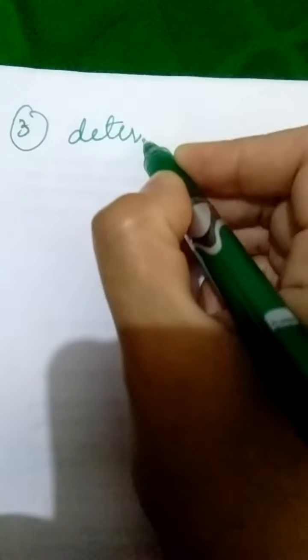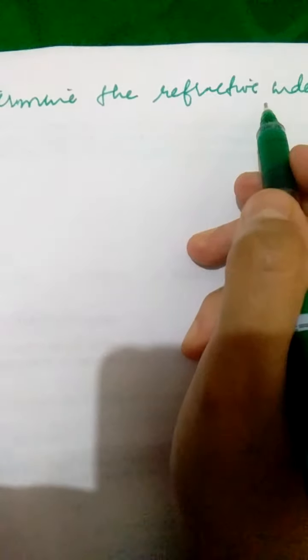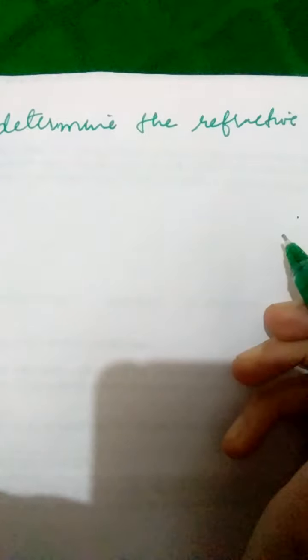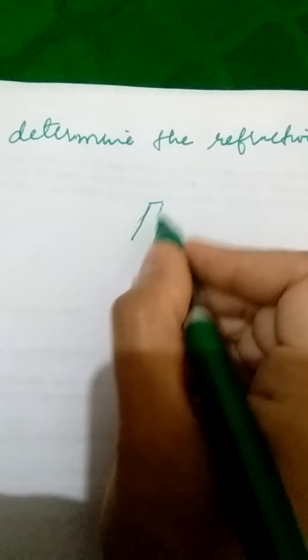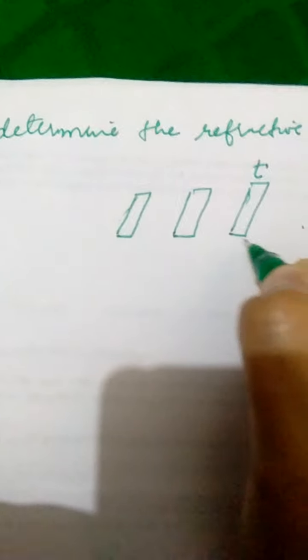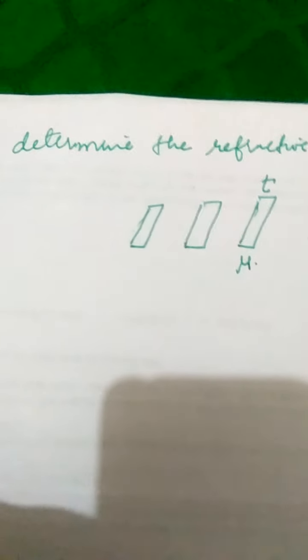A third important application of Michelson interferometer is to determine the refractive index of a material. How do you do that? You introduce this material in the path of any of the two light beams, the light beam that goes to mirror M1 or the light beam that goes to mirror M2, right? So initially you have a glass plate G1, a glass plate G2. Now you introduce another material of thickness T and refractive index mu, right?